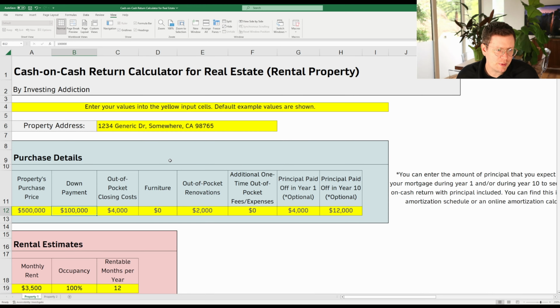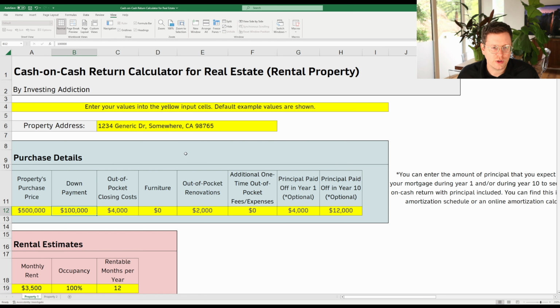So let's go ahead and dive into my worksheet, and I'll walk you through a couple of examples. Okay, so this is my general cash-on-cash return calculator for real estate. I would use this if you're looking to do a long-term rental or a medium-term rental. If you want to do a short-term rental, then I actually have a spreadsheet that's specific for that, and I can show you that right after this one.